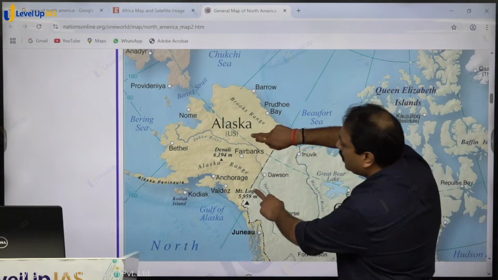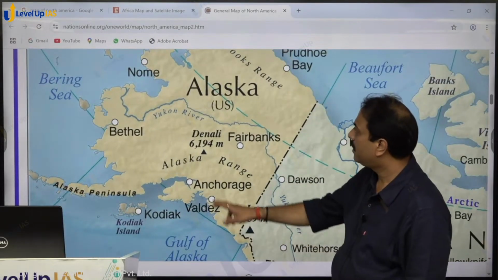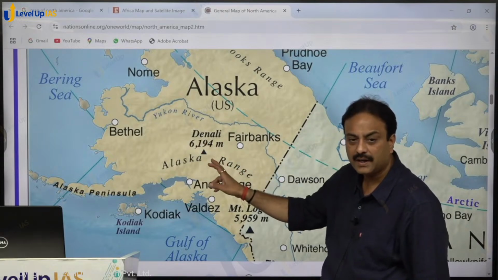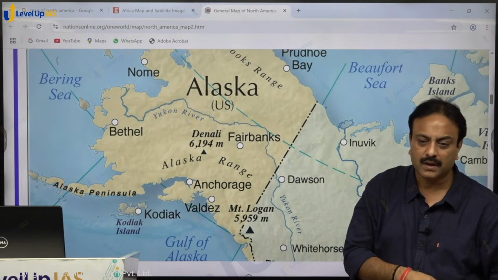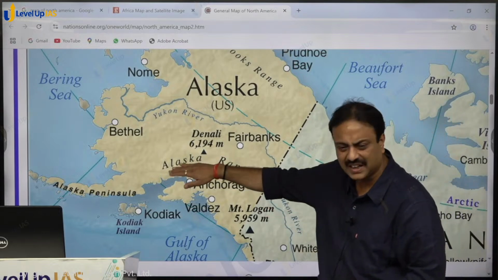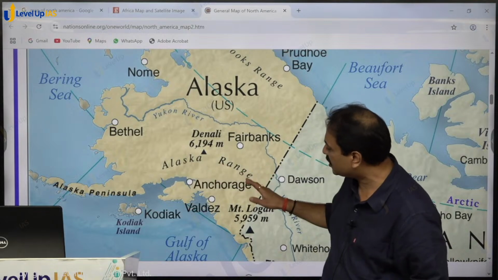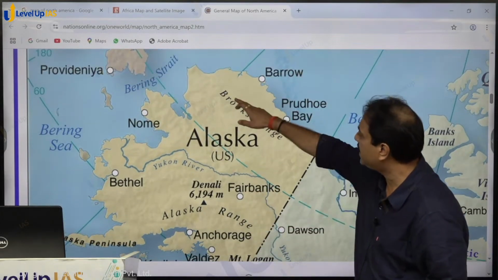See here it is written Mount Denali. Can you see that Mount Denali? This is the highest peak of Alaska as well as the highest peak of North America. It is present on Alaska range. Alaska range is present over here. Brooks range is present over here.